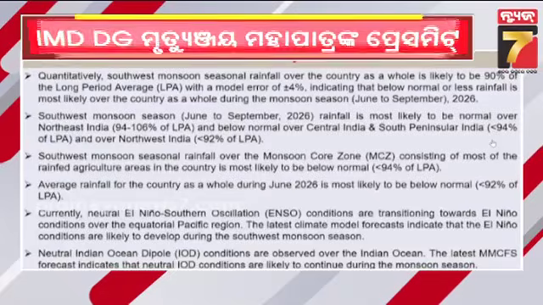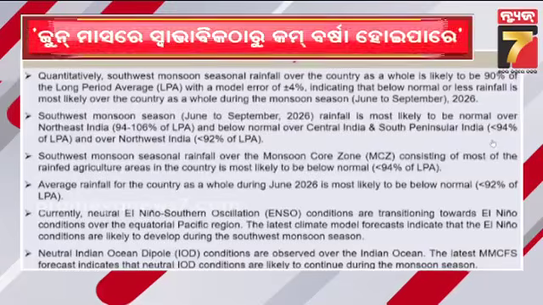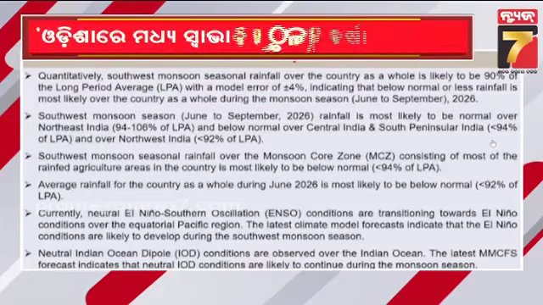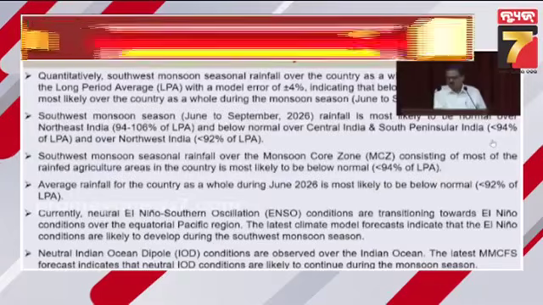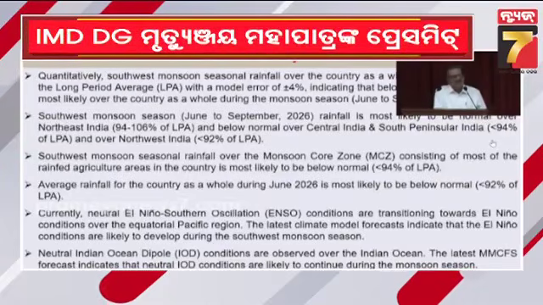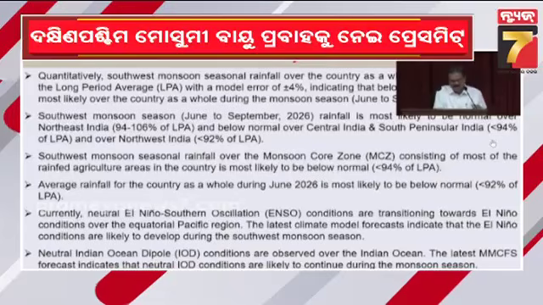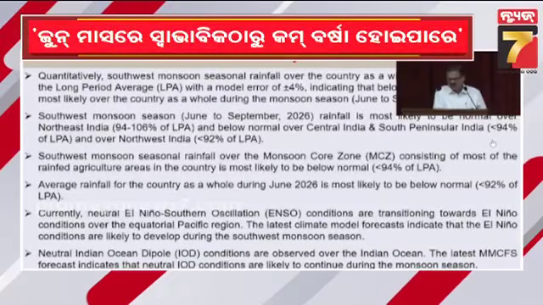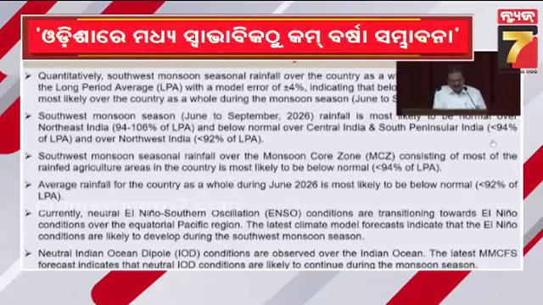And southwest monsoon season rainfall is most likely to be normal over northeast India and below normal over central and south India, that is less than 94% of long period average, and over northwest India, it is less than 92% of long period average. Then southwest monsoon seasonal rainfall for the monsoon core zone, consisting of most of the rain-fed agriculture area in the country, is most likely to be below normal, that is less than 94% of long period average. Average rainfall for the country as a whole during June 2026 is most likely to be below normal, that is less than 92% of long period average.